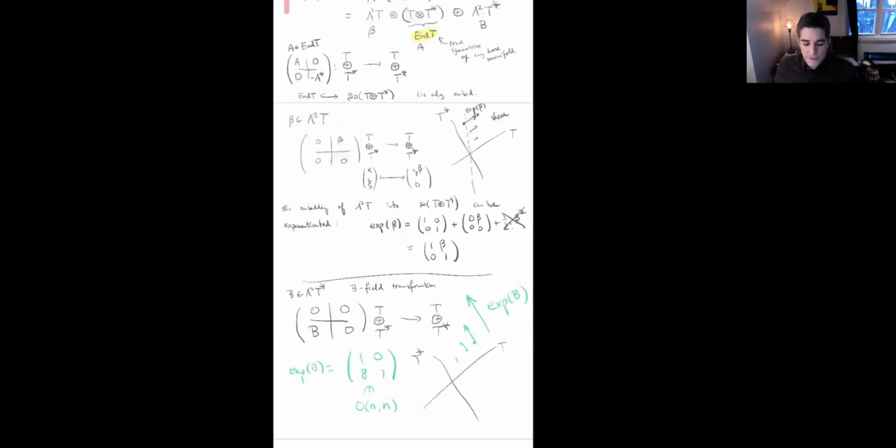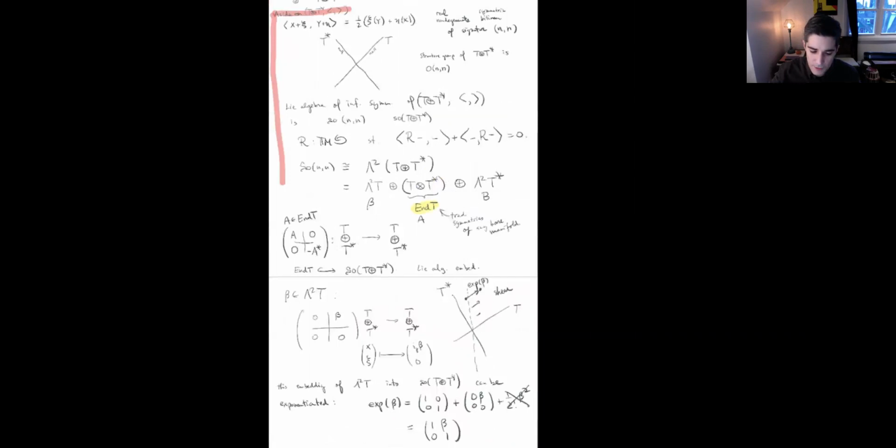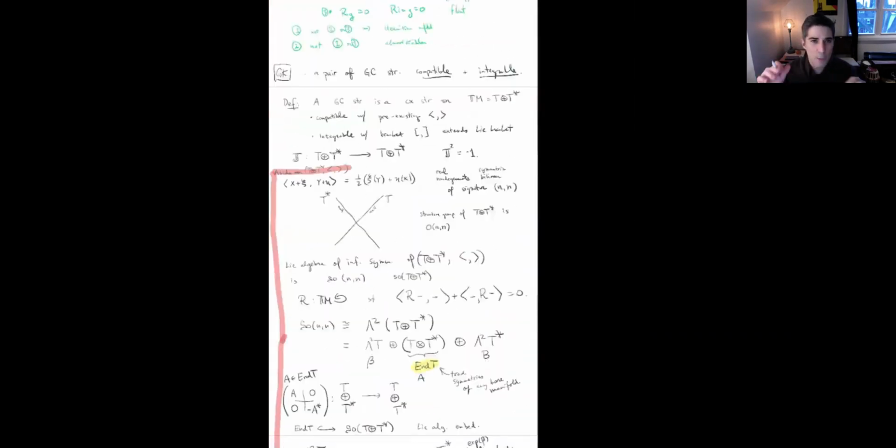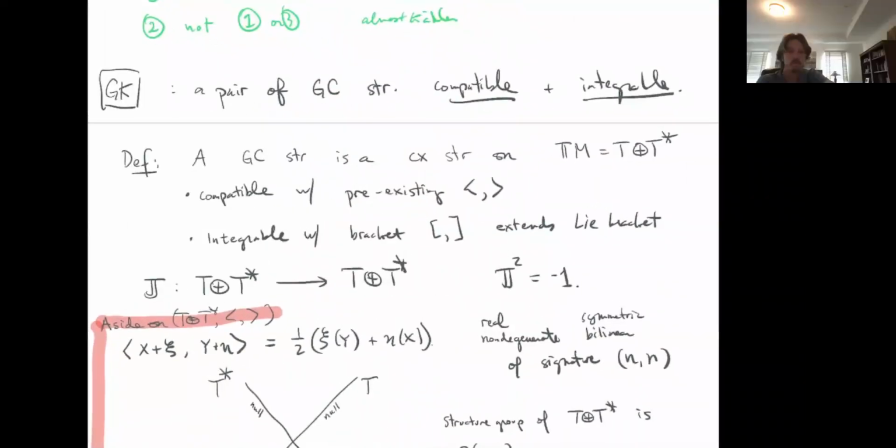Okay, so this is really the fundamental thing to understand. This is this big aside here, which continues. The fundamental thing to understand is that the playground that we're in is the playground of T plus T star, where the individual bundles T and T star are maybe de-emphasized, and it's really the geometry of the sum that is emphasized. This generalized complex structure has to be compatible with the inner product.